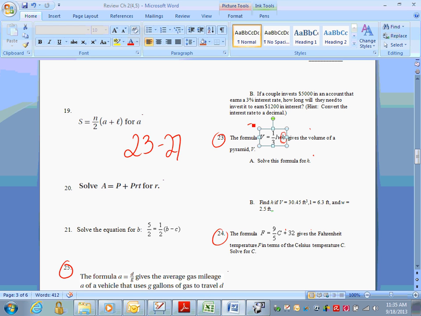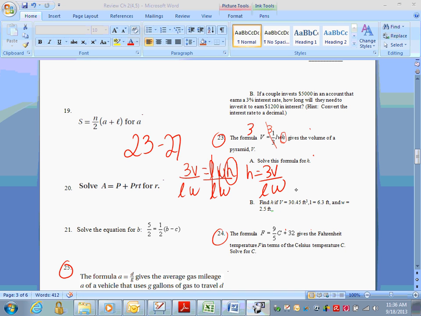Okay, so I'm going to multiply both sides by 3. That leaves me with 3V equals, these 3's cancel, and I have LWH, and I'm keeping my H circled. Now I need to divide by LW on each side. These cancel, and I have H equals 3V over LW.